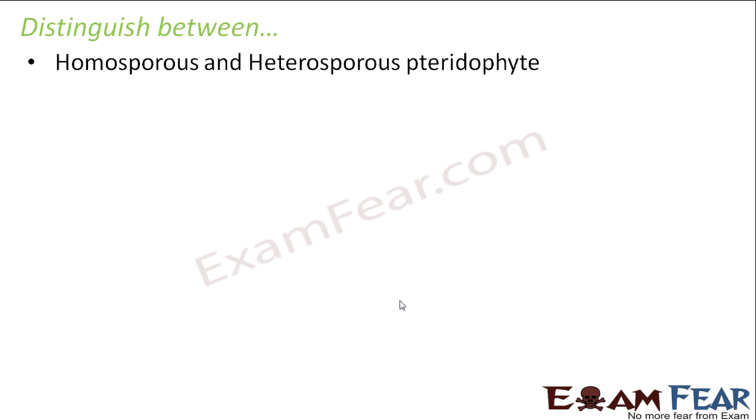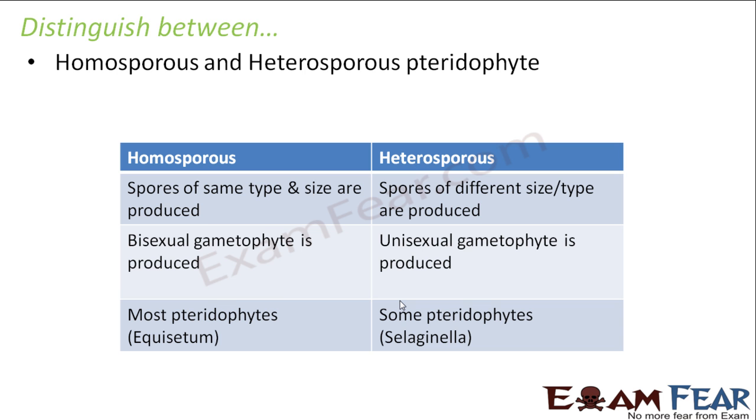Distinguish between homosporous and heterosporous pteridophyte. Just now I was talking about heterospory, right? Homosporous, homo means same, hetero means different. So in homosporous, the spores which are produced are all of the same type and size. In heterosporous, they are of different size and types. So when I talk about homosporous, the bisexual gametophyte is produced because all the spores are of the same type. So when those spores will actually give rise to the gametophyte, it will be bisexual. That means both the sexes will be present in the same gametophyte.